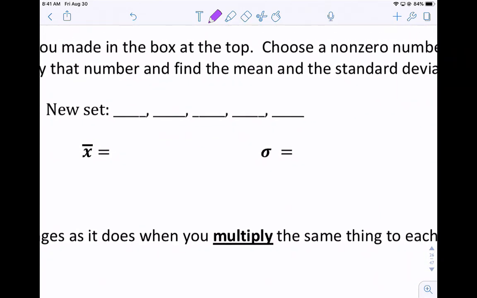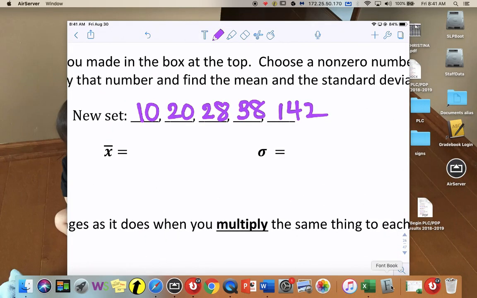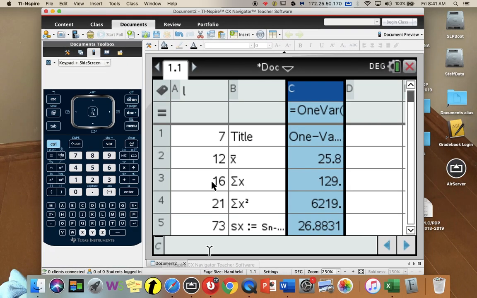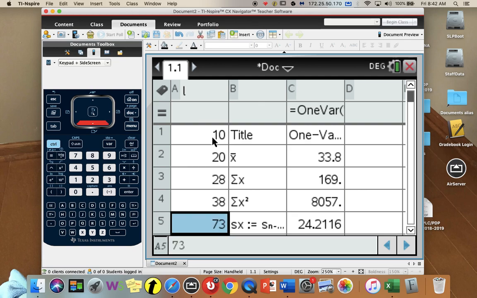Okay, so 5 times 2 is 10. 10 times 2 is 20. 14 times 2 is 28. 19 times 2 is 38. 71 times 2, 142. Okay, so let's put those in. And I keep wanting to open that, huh? Okay, so now I'll type these in: 10, 20, 28, 38, 142.